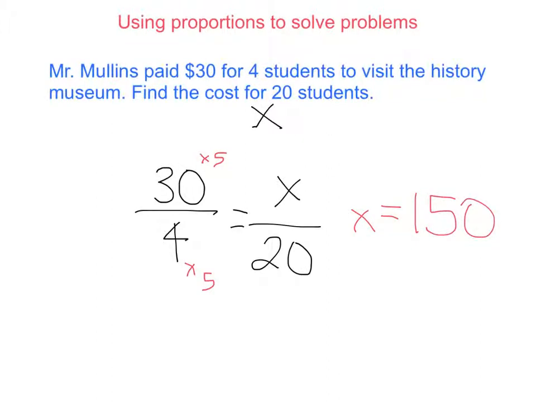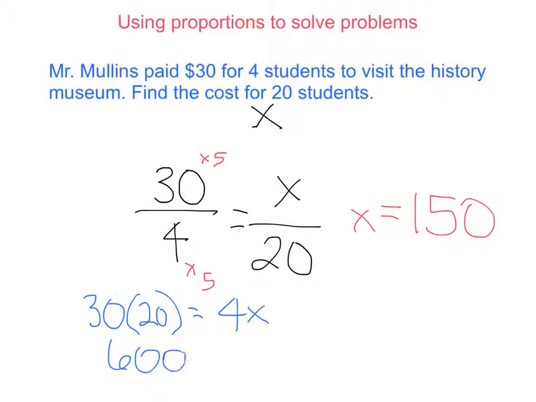You can also use cross products here. So you would have 30 times 20 equals 4x. Your 30 times your 20 would be 600 equals 4x, and you divide both sides by 4, and you would get your 150.